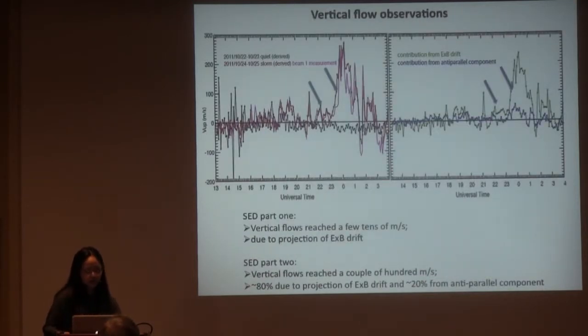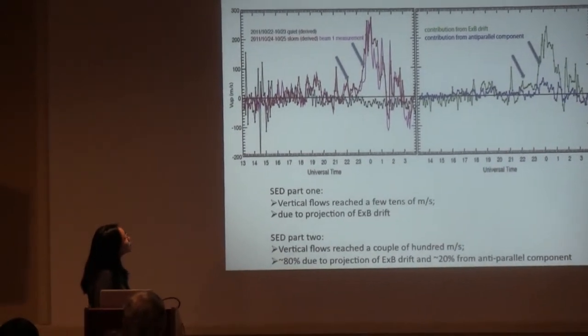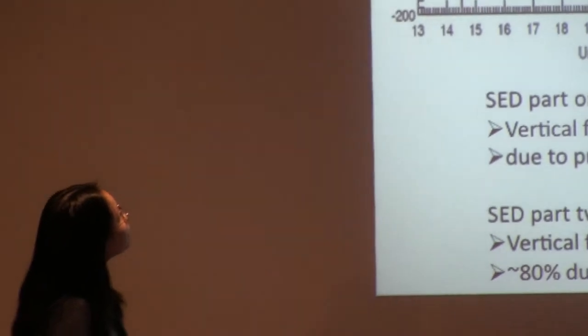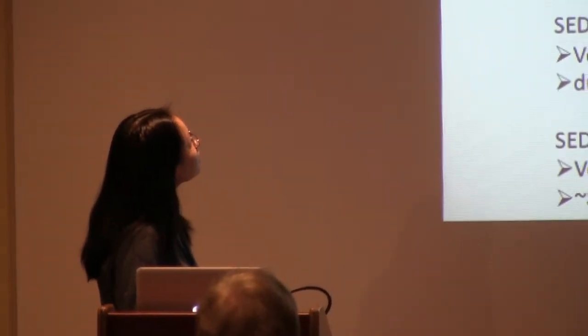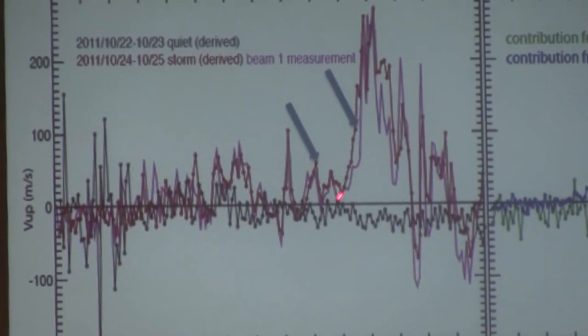Okay. With the full beam configuration, we can use the radar observations to calculate the three-dimensional ion velocities. And use the E cross B drift, we can calculate the vertical velocity due to the E cross B drift. And also, we can calculate the projection of the anti-parallel component along the vertical direction. And then we can sum them up together to get the total vertical velocity, which is the red curve here. And I also superposed the magenta curve.